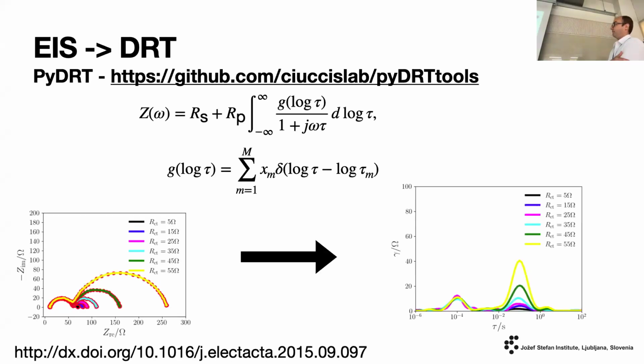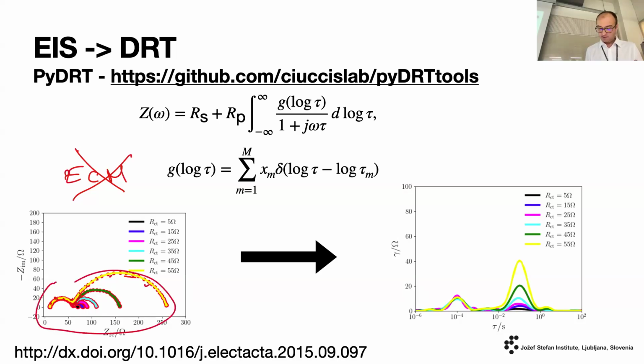So, what we have now is one of the most widely used algorithms for calculating DRTs numerically. You have measured impedance values. We don't know the equivalent circuit model, and we would like to transform this impedance into DRT curves without any assumption of a model.